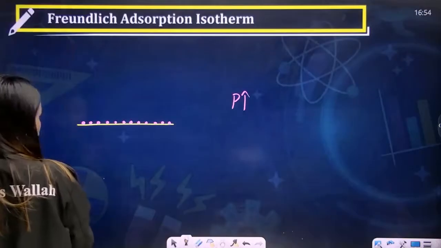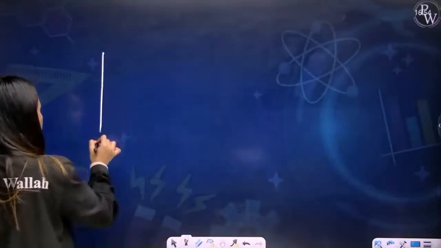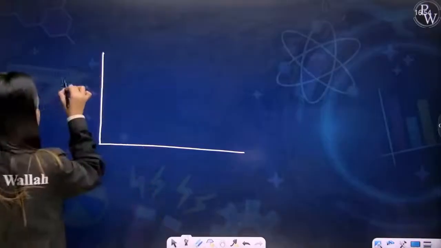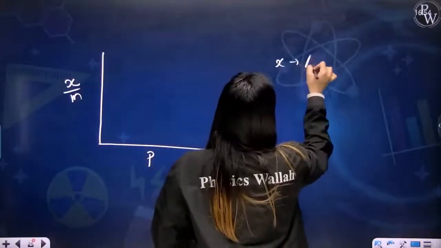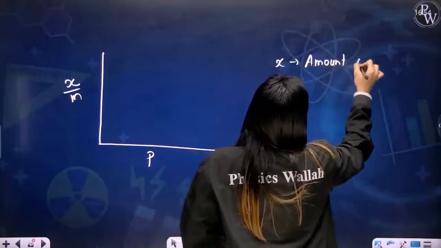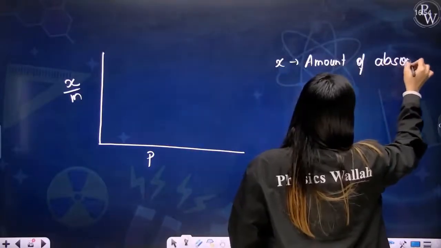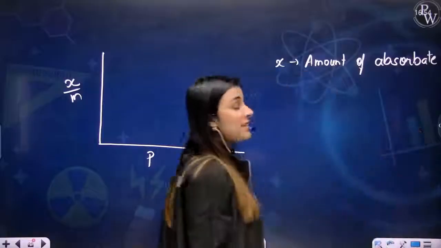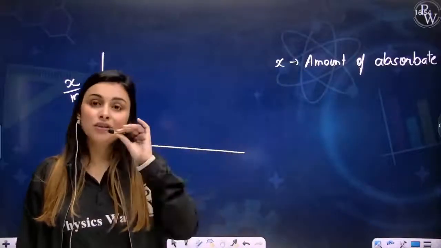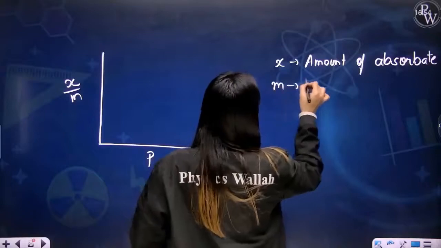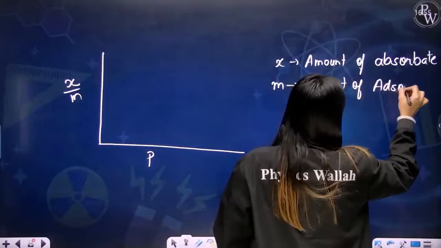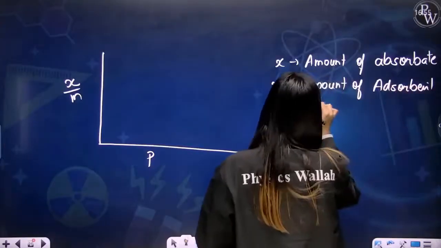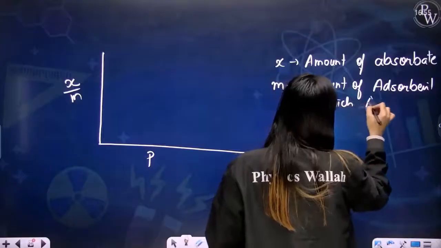So how am I going to draw the plot with you? Imagine we are going to draw a plot like this. This is x/m and this is pressure. Now you need to understand what x is, what m is, and what x/m is. x is the amount of adsorbate that is getting adsorbed. m is the amount of adsorbent on which adsorption takes place.